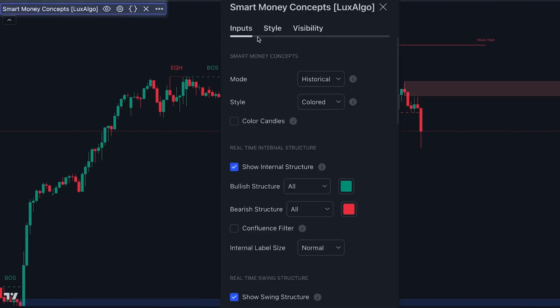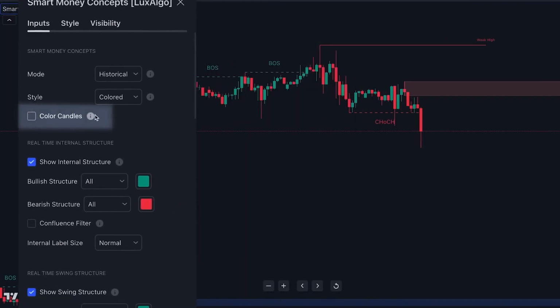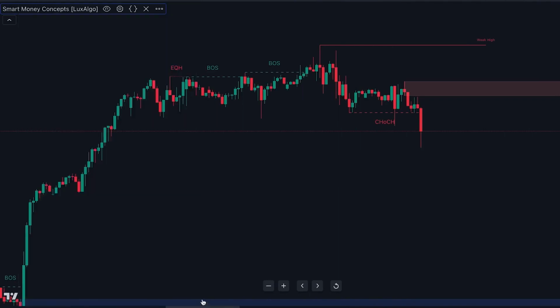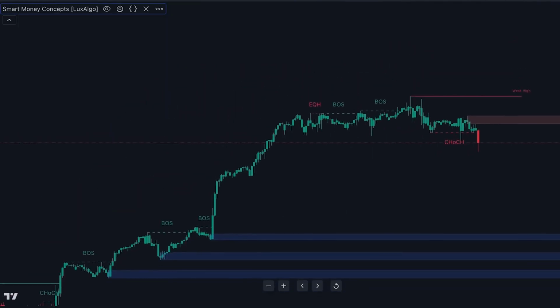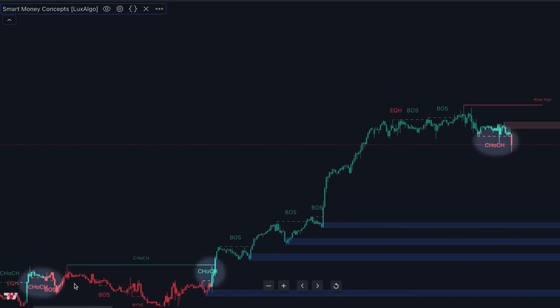And if you go into the settings, you can see here, you also have an option to enable candle colors. If enabled, it will color the candles to show you exactly where change of characters have occurred.